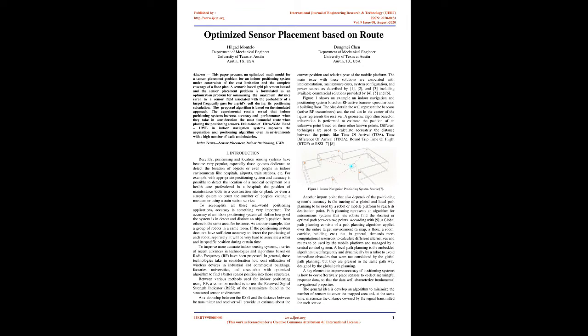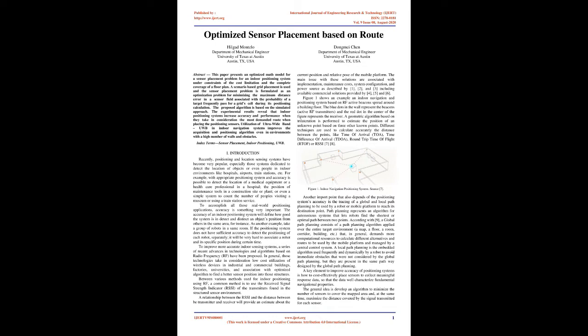To accomplish all those real-world positioning applications, accuracy is something very important. The accuracy of an indoor positioning system will define how good the system is at detecting and distinguishing an object's position from others in the same area, for instance. As another example, take a group of robots in the same room. If the positioning system does not have sufficient accuracy to detect the position of each robot separately, it will be very hard to associate a robot with its specific position during a certain time.